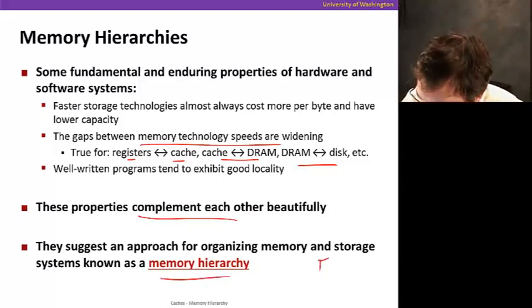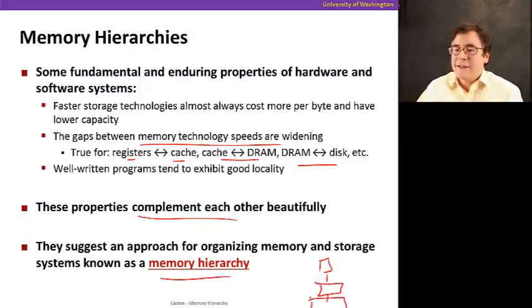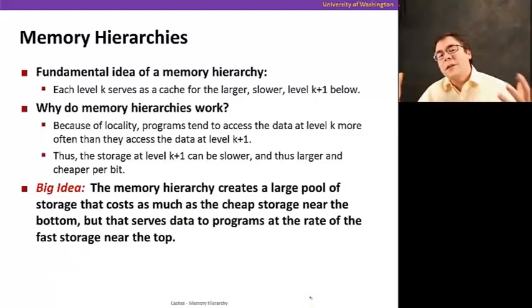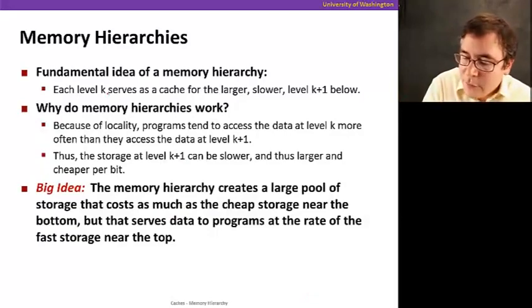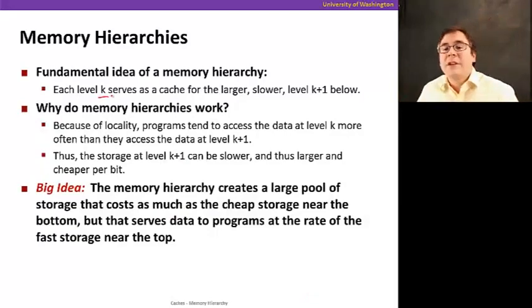By that I mean we have one memory, backed by another memory, backed by another memory, and so on. Here's another way of looking at it. The fundamental idea with a memory hierarchy is that each level K of the hierarchy serves as a cache for the level below. And the level below is typically larger, slower, and cheaper as well. Well, why do they work? Because of locality.